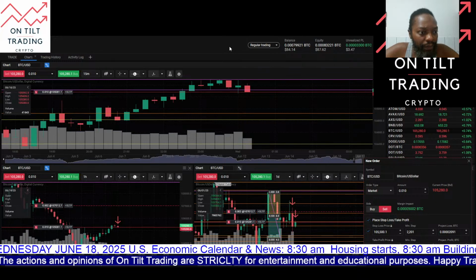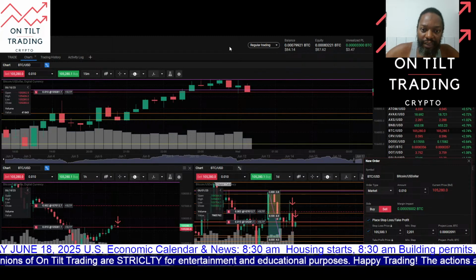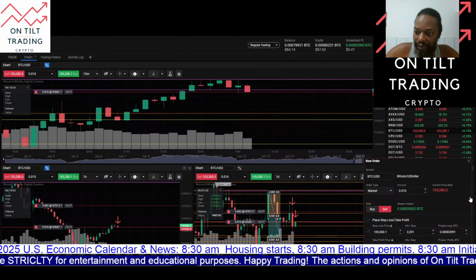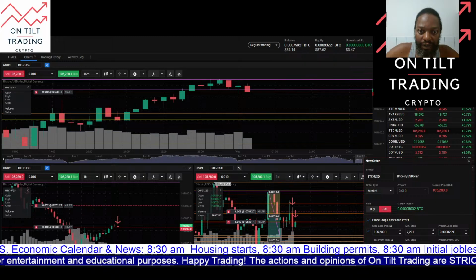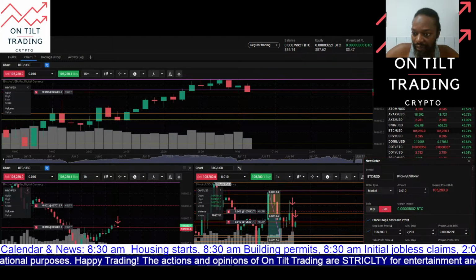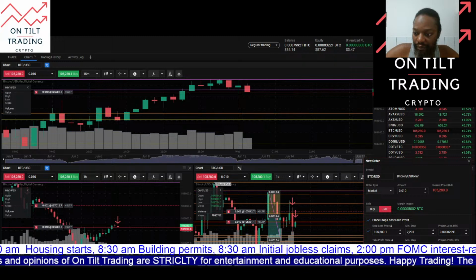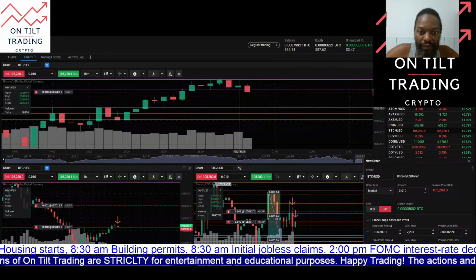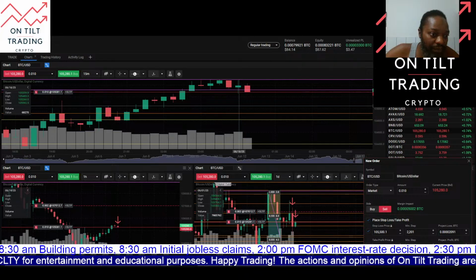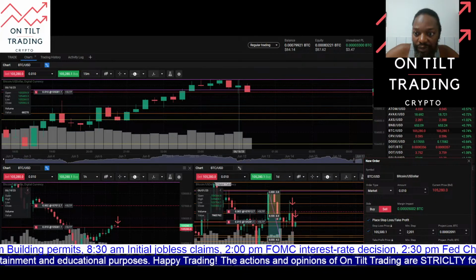And now Bitcoin looking to potentially test the low of the previous candle and break out to the short side here. The low of the previous candle being 105.260.